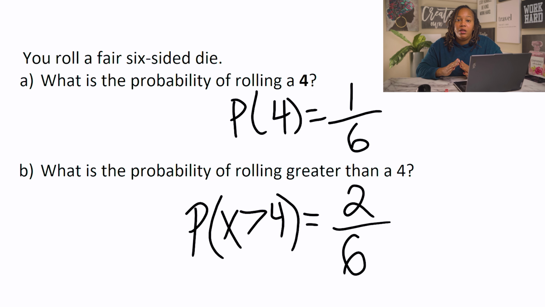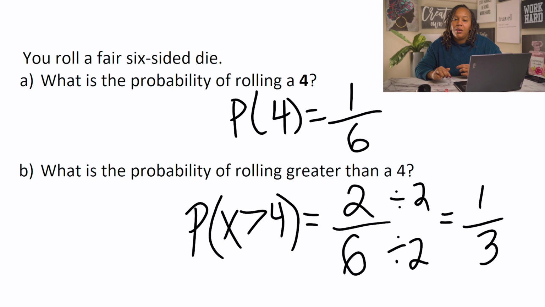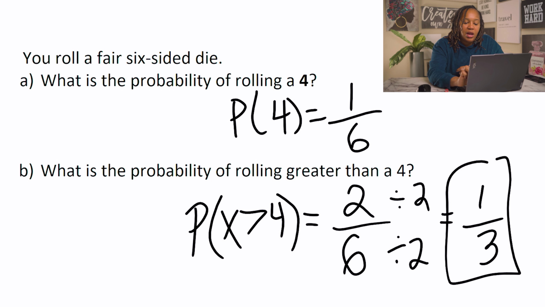So the probability of getting a number that's bigger than 4 would be 2 out of 6. And that can actually be reduced, because 2 can go into both the top and the bottom. If you divide the top by 2, you get 1, and if you divide the bottom by 2, you get 3. So that probability would be 1 over 3.